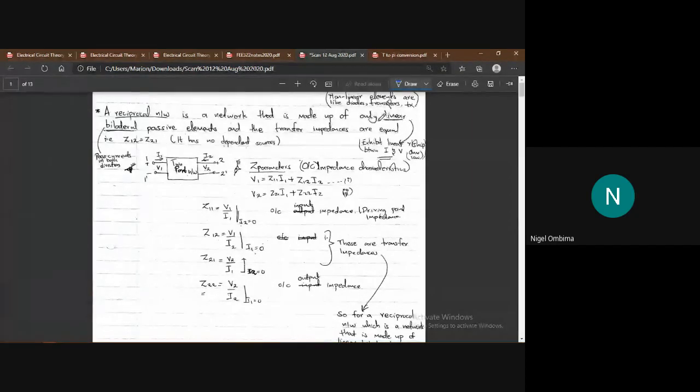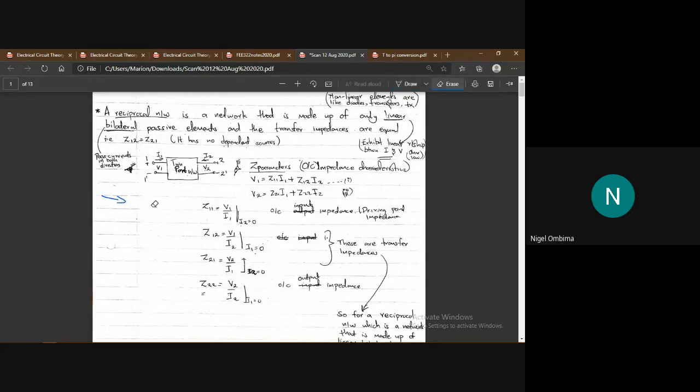So linear elements include capacitors, resistors, and inductors. Linear elements exhibit linear relationships between current and voltage, like Ohm's law, V equals IR for a resistor. But nonlinear elements are like transistors and diodes. So those are not in a reciprocal network. Bilateral just means that they can pass currents on both sides, in both directions.